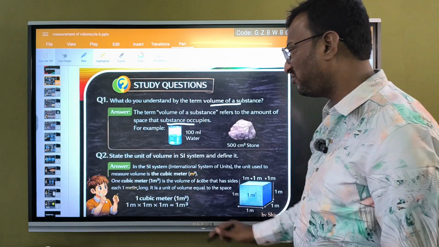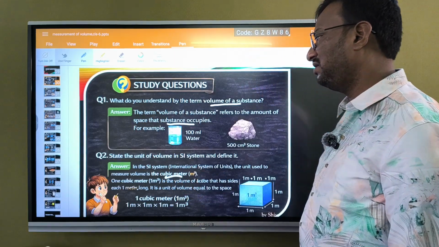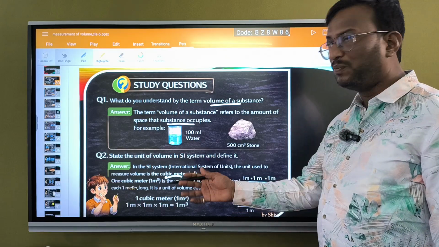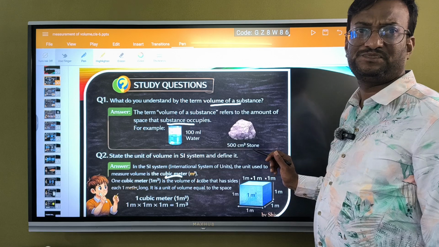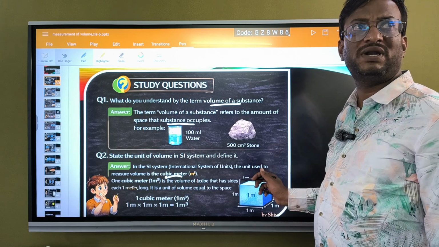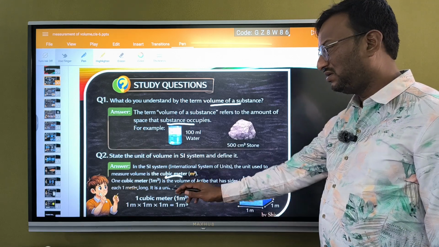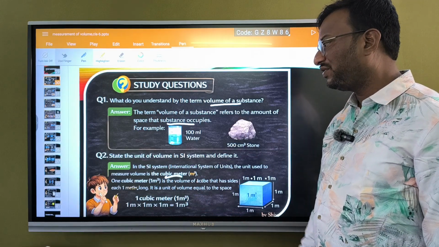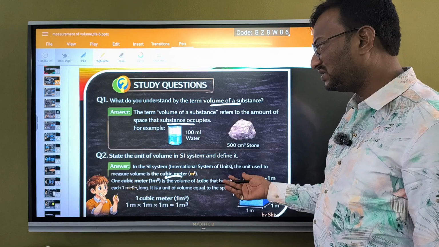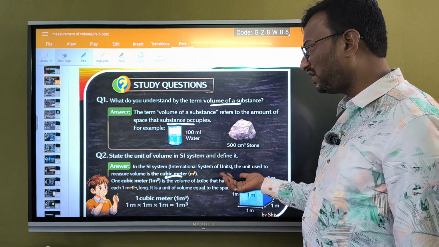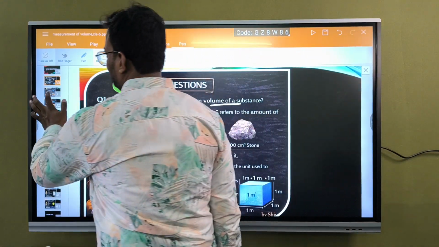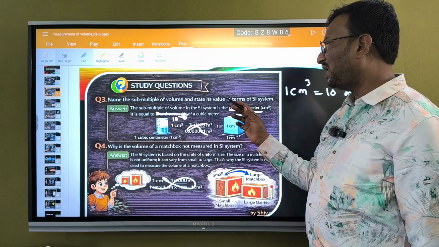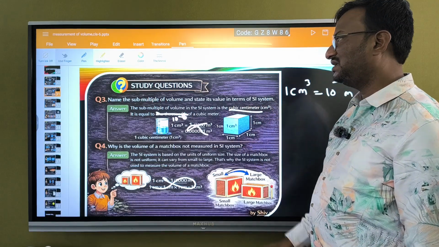Next, state the unit of volume in SI system and define it. In SI system, the unit of volume is cubic meter. 1 cubic meter is the volume of a cube of each side 1 meter. Length should be 1 meter, breadth should be 1 meter, and height should be 1 meter. So 1 meter cube is known as the unit of SI system.